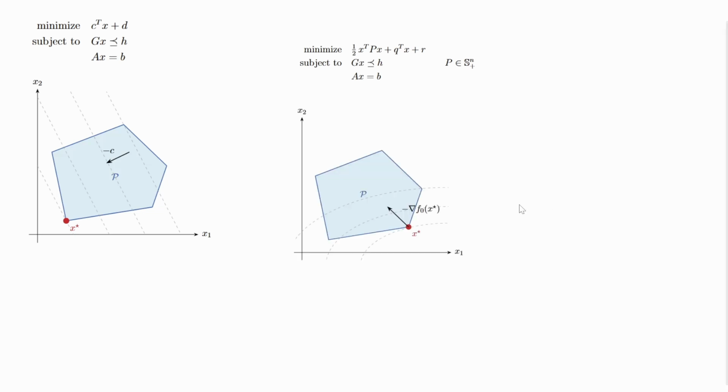So let's look at this diagram, and again, this polyhedron is exactly the same. We have linear constraints still, but now we have these ellipsoid level set curves. And what we want to do now is find the boundary of P where the smallest ellipse first touches the feasible region. So in this case, that's here. The negative gradient at x star is pointing in this direction.